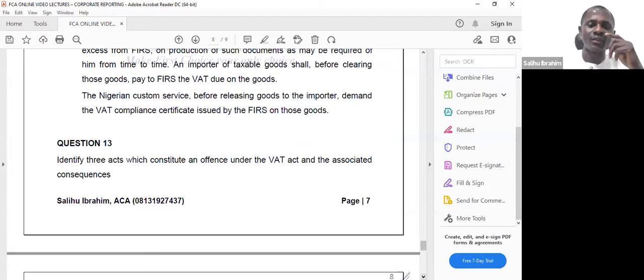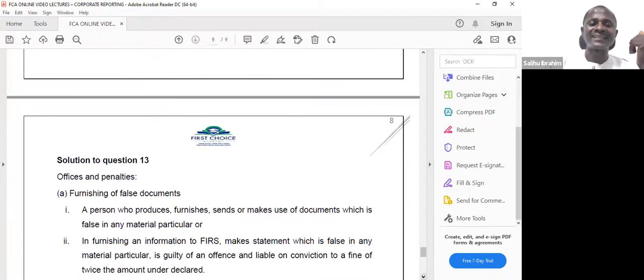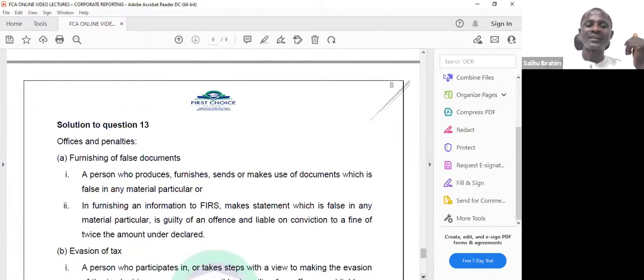Identify three acts which constitute an offense under the VAT Act and the associated consequences. That is offenses and penalties. Offenses and penalties. One.